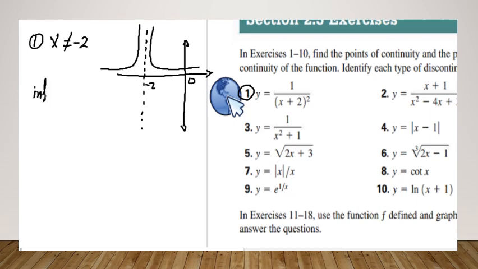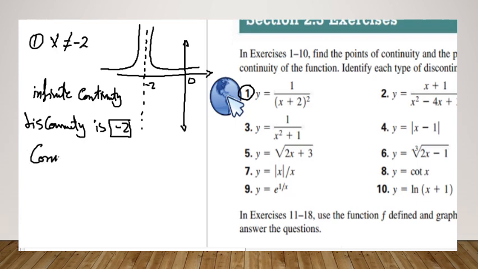So this is infinite discontinuity. The point of discontinuity is what? Negative 2. But the function is continuous on the interval from negative infinity to negative 2, open, and from negative 2 to infinity, open.